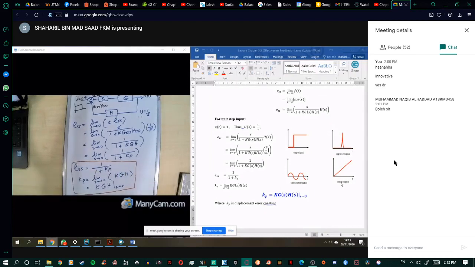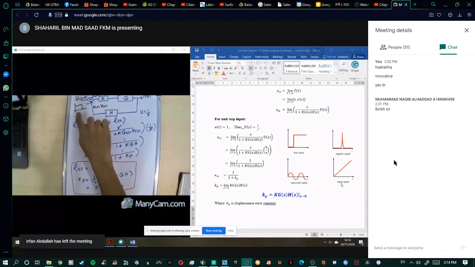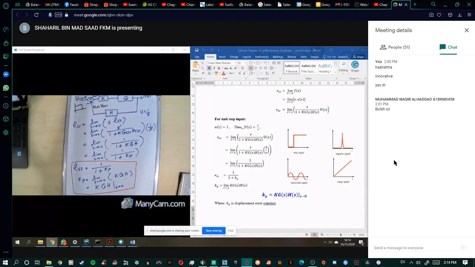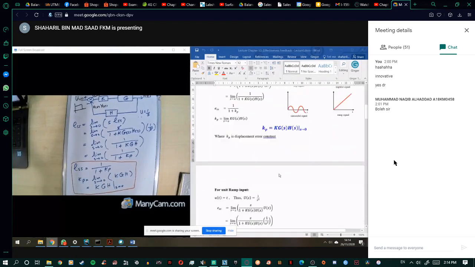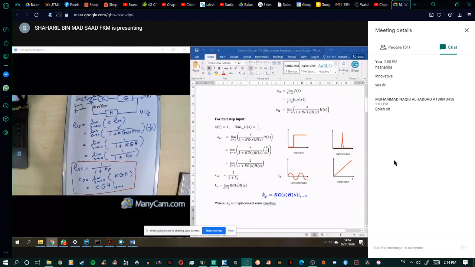So you can find your steady state error directly. You don't need to draw the graph, the time and so on. You just need to apply this formula, depending on what input you have. That is the first input, the step input.